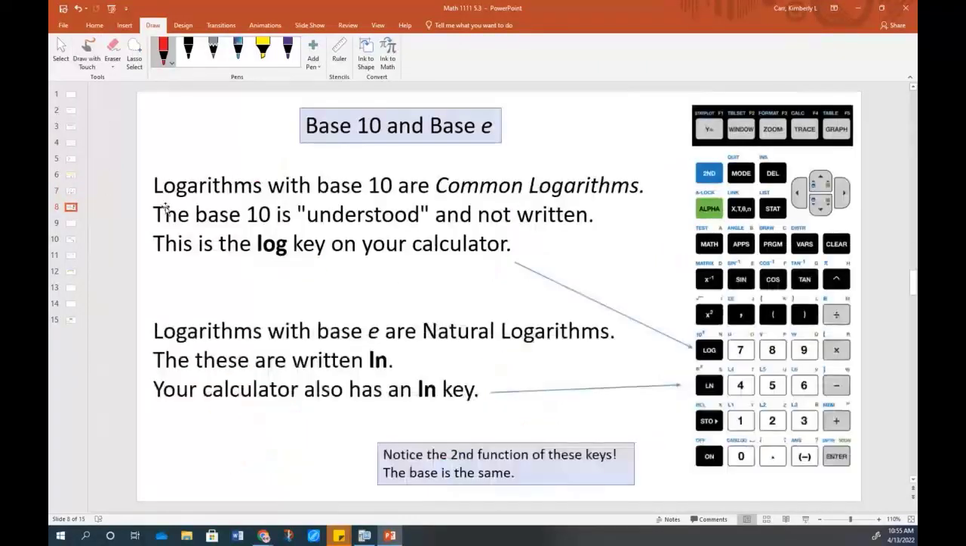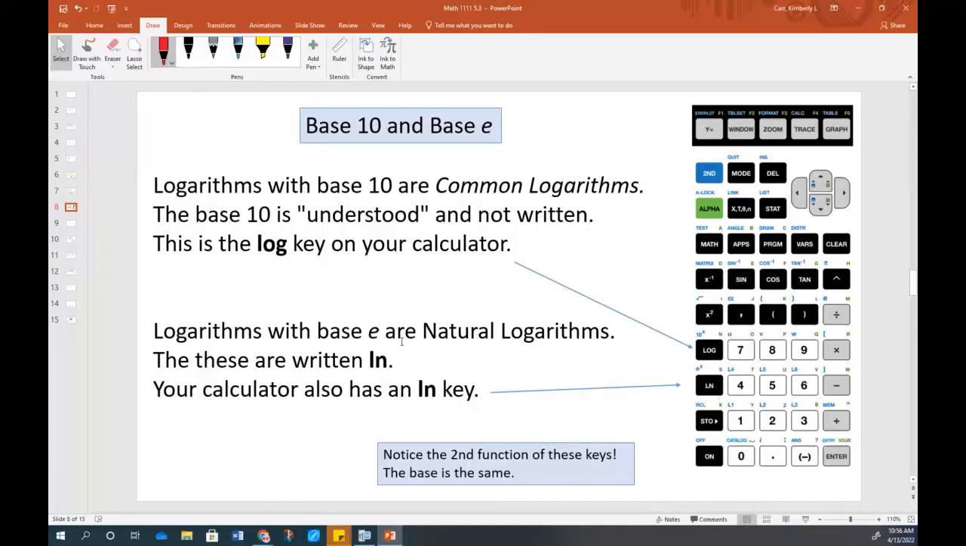Now that's handy because that is actually what this key is on your calculator. This is log base 10, and notice the second function of it right here. The second function right here is 10 to the x. So the 10 is the base, and it's the base on the log. Now we pressed this key earlier when we used E in our last lesson, but we did second ln. E to the x, well, the base is E. ln is log base E.